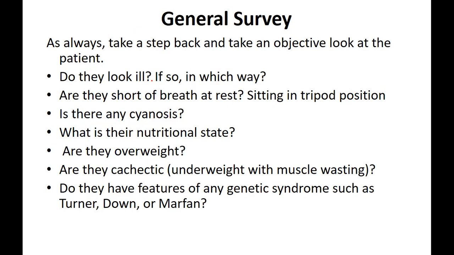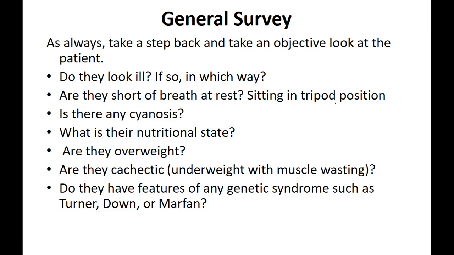So do they look ill? In which way do they look ill? Oftentimes if patients have problems with oxygenation, they'll have an anxious appearance. Patients with severe heart problems may have this vital fatigue, so they'll look tired and exhausted. Are they short of breath at rest? That could be a sign of heart failure.